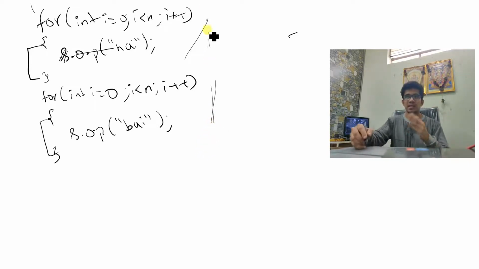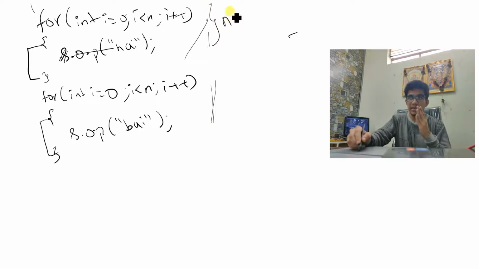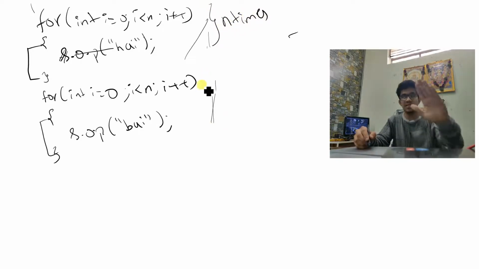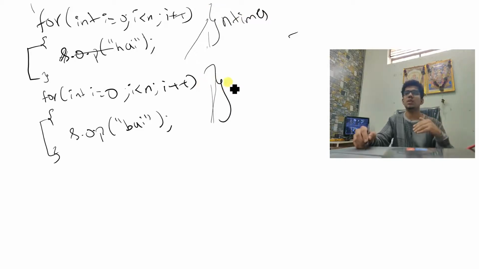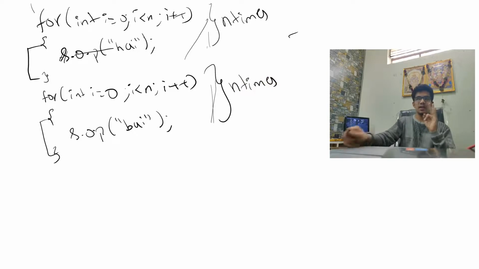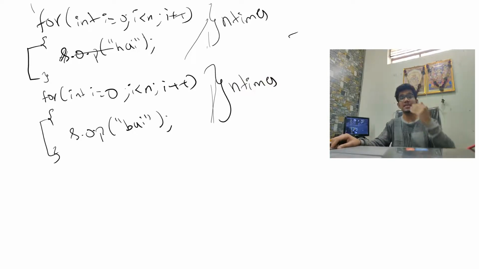Is it clear? This for loop will execute for how many times? N times. After that completely executes, the control will come below, and this also executes for how many times? N times. So we have n plus n, not n into n. Why is it not? For that you should take one example.